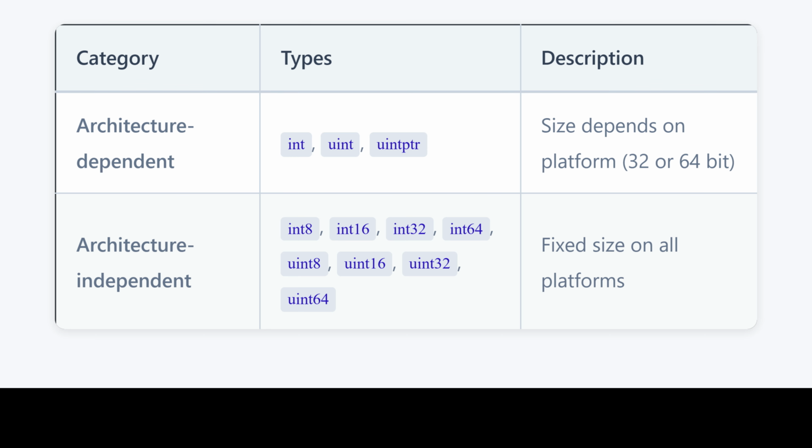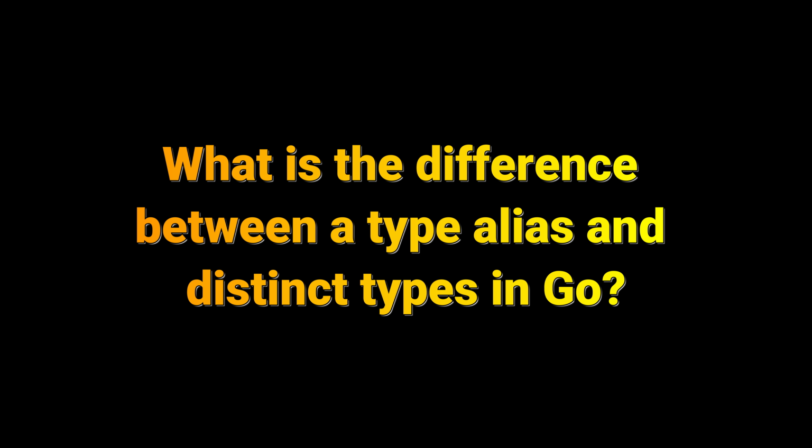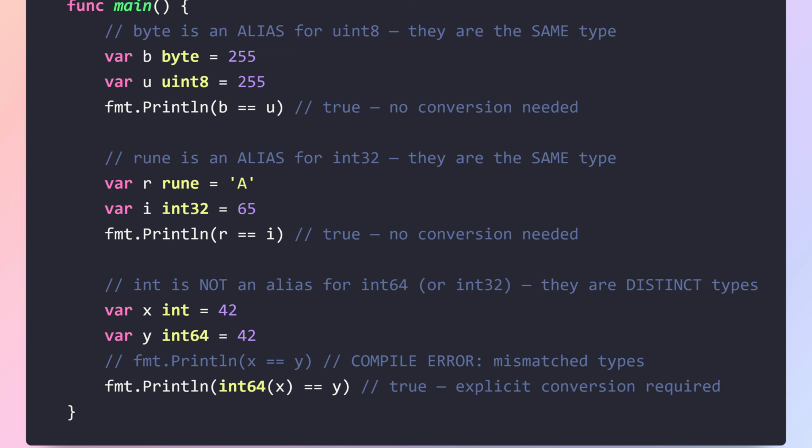This matters because fixed-size integers are safer when you care about portability, data formats, or network protocols, while int and uint are usually easier and faster for normal application code. Question: what is the difference between a type alias and distinct types in Go? Answer: in Go, some types are aliases, which means they are exactly the same type. For example, byte is the same as uint8, and rune is the same as int32.